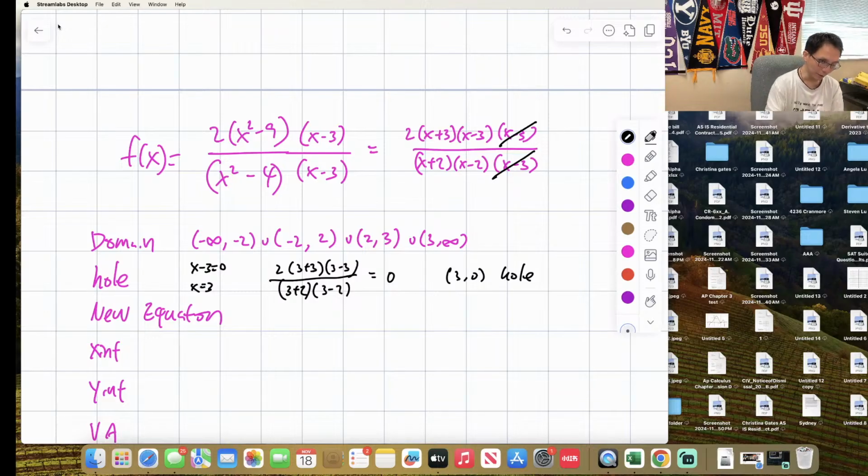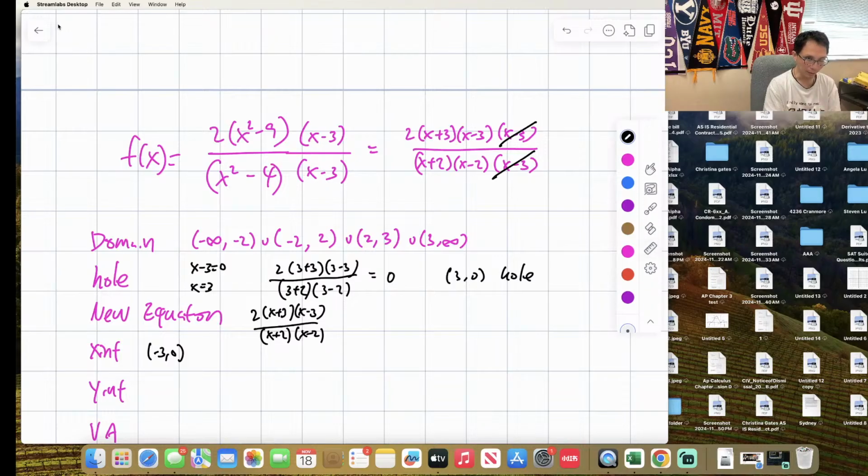So this is a new equation, right? The new equation is going to be 2 times x plus 3 times x minus 3 over x plus 2 and x minus 2. How do you find the x-intercept? Set y equal to 0, right? So it's going to be negative 3, 0. Is that okay? Because you set the numerator, the top part, equal to 0. Do you guys understand what I did?